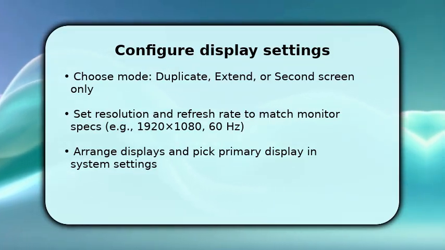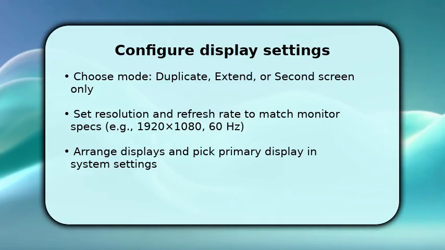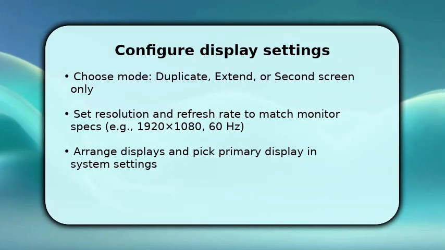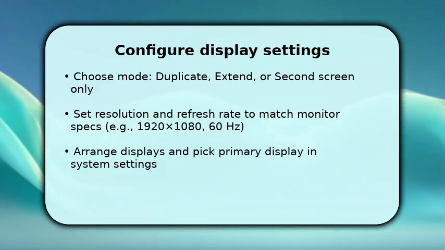Next, set resolution and refresh rate to match the monitor's native specs so text and motion look correct. Arrange the virtual displays to match their physical positions and assign which is primary. Make sure to apply changes and confirm if things look off.